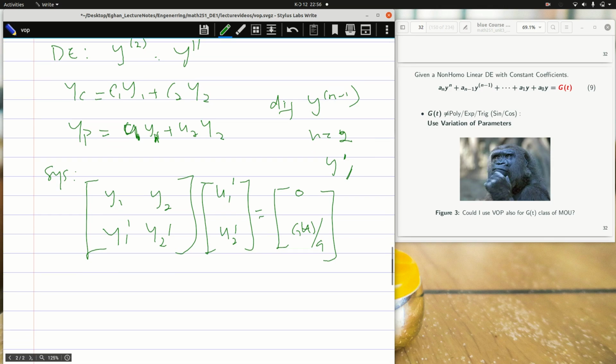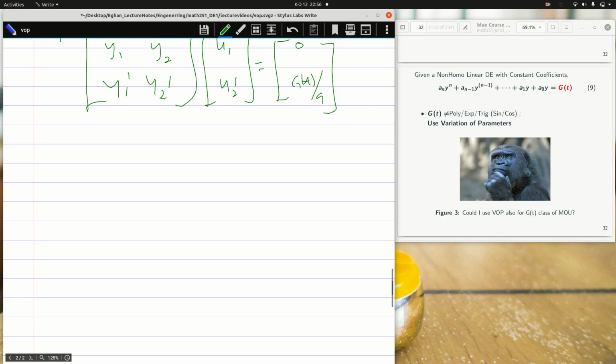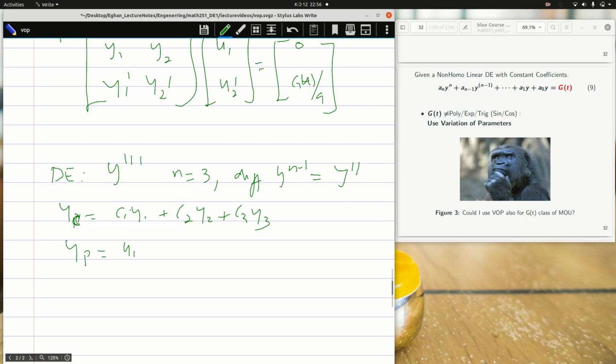The second example, assuming I have a differential equation and the highest order here is 3. Now n is 3. It means I differentiate it n minus 1 times, which means I differentiate it twice. So my yp will be of the form, my homogeneous solution, because it's 3, I will expect some 3 answers. And then my particular solution becomes some u1y1, u2y2, u3y3. And hence I can write a system out for this.